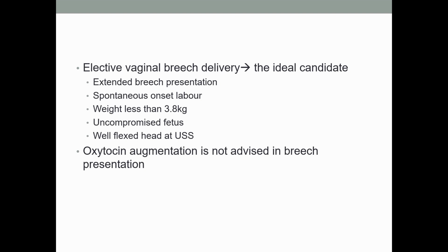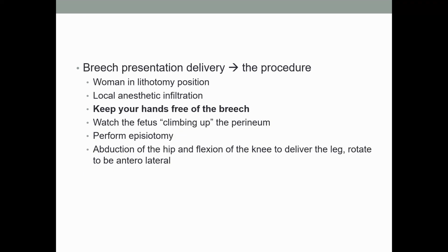So the ideal candidate for a vaginal breech delivery would be an extended breech presentation with spontaneous onset of labor. Never go and induce a breech. And weight less than 3.8 kilograms, an uncompromised, very healthy baby, and a well flexed head on ultrasound scan, right? A well flexed head gives the minimum diameter to come out of the pelvis. You normally don't do an ARM and start syntocinon in breech. You allow spontaneous onset of labor and spontaneous delivery in breech presentation.